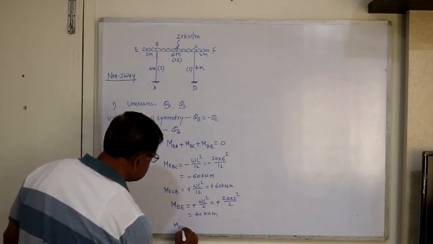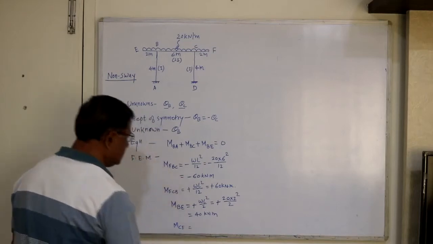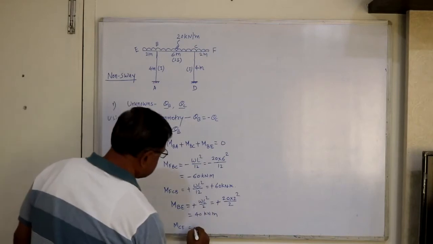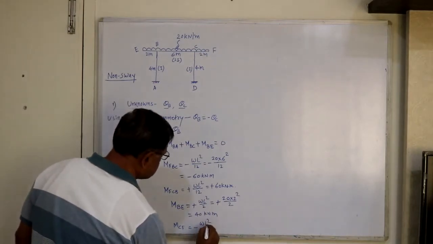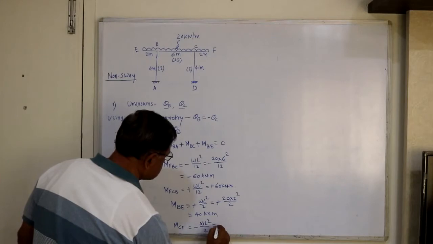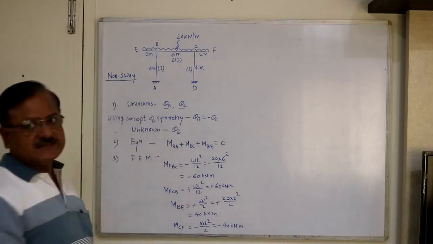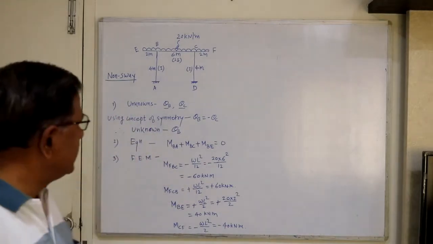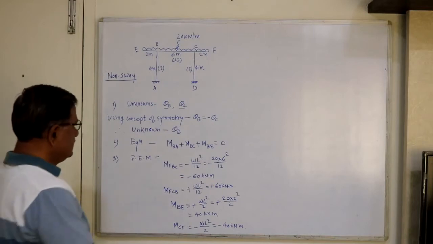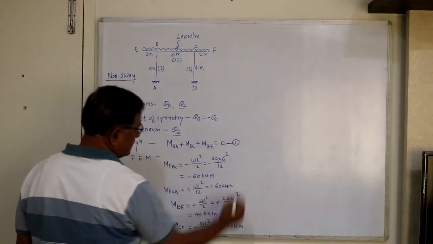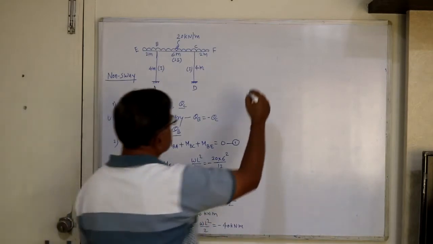Now similarly MCF, this is also a final moment. So MCF will be minus WL square by 2, and this is minus 40 kilonewton meter. These are the end moments due to the load on overhanging. Now we know only one unknown is there. We have one equation. Now let's develop slope deflection equations.